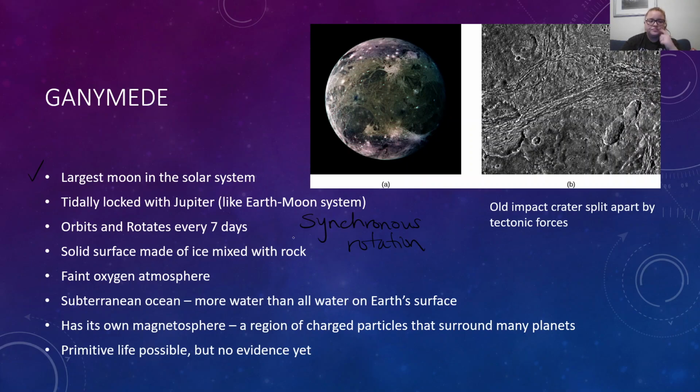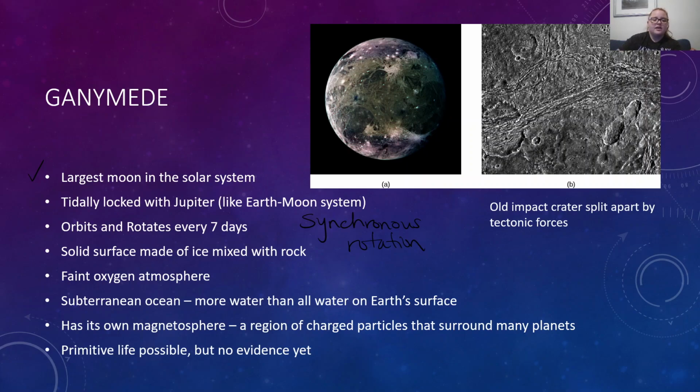Okay. It has a solid surface made of ice mixed with rock. It has a faint oxygen atmosphere and a subterranean ocean, like we saw in the last one. And in this subterranean ocean, it has more water than all of the water on Earth combined. So if we gathered up all of our water in the oceans, the seas, any kind of waterways, the lakes, rivers, whatever, on Earth, it would still not be anywhere near the same amount as that subterranean ocean.